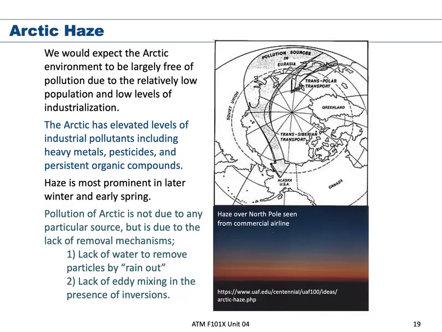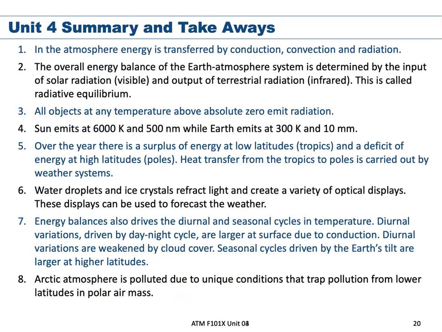Shaw found that the unique conditions in the Arctic, low water vapor and low mixing, allowed long-range transport of pollutants from central Russia, then the Union of Soviet Socialist Republics, across the pole to Alaska, so explaining the source of this Arctic haze. So summing up Unit 4, we note the following.